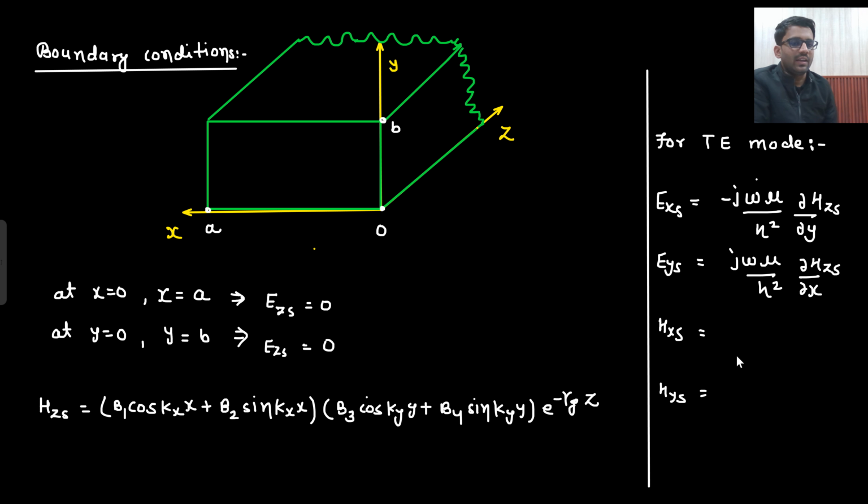What about this? Here, what will be the first term? Minus gamma upon h square del by del X HZS. So that term will be non-zero, the next term will be 0, because in the next term EZS would be coming, so that would be 0. And what about this one? Minus gamma upon h square del by del Y HZS. So these are the expressions.